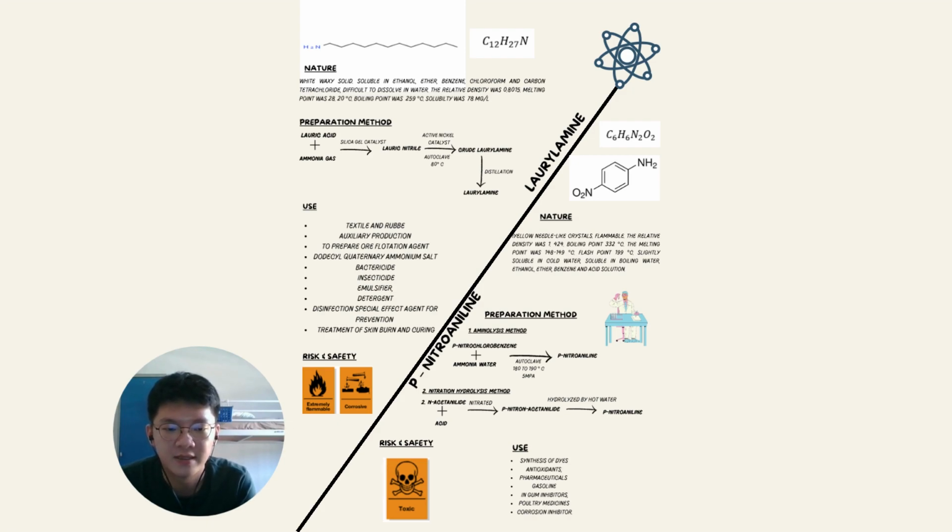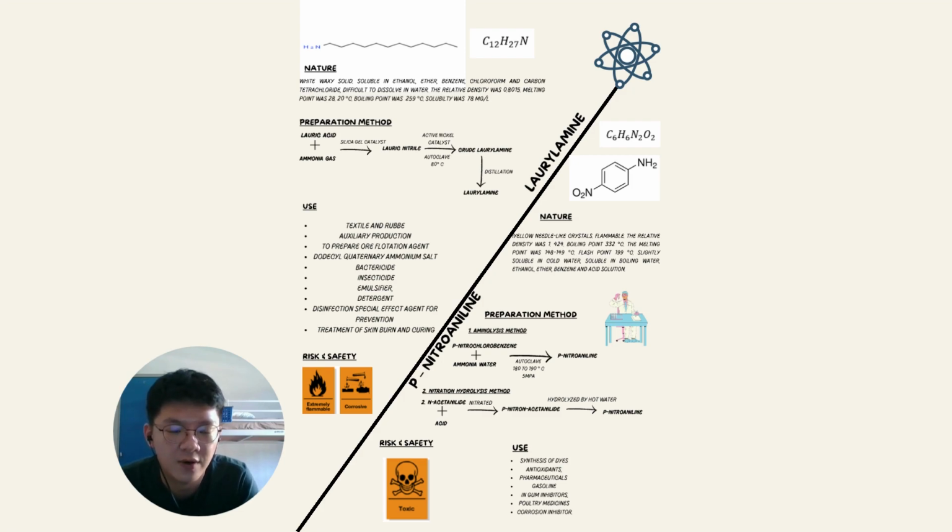So amine is a white waxy solid, soluble in ethanol, ether, benzene, chloroform, and carbon tetrachloride. It's also difficult to dissolve in water. The relative density is 0.8015, and the melting point is 28 degrees Celsius. The boiling point is 259 degrees Celsius, and the solubility is 78 mg per liter.